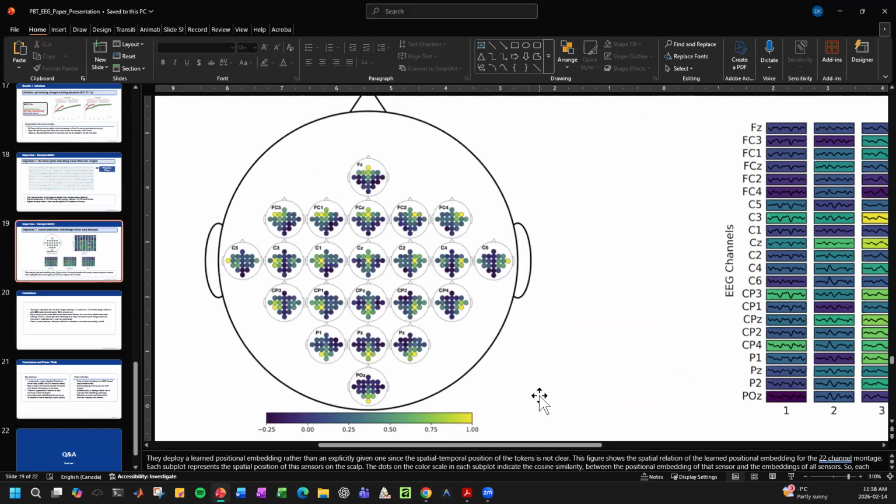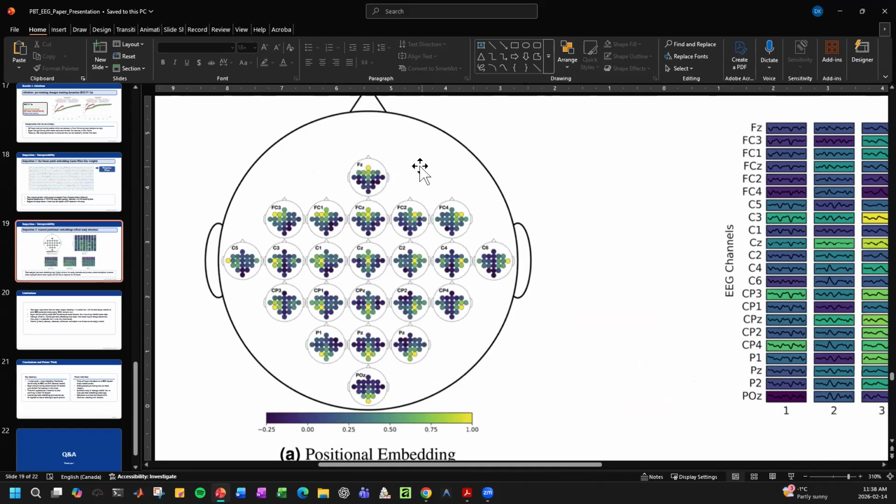Okay, yep, awesome. So basically over here, the bright yellow spot is the self cosine similarity. So that's one. And what you see is, for example, if you look at FC3 and FC1, the positional embeddings are really similar to each other. So this is the first thing that they highlight, that essentially for similar positions, the model learns similar positional embeddings.